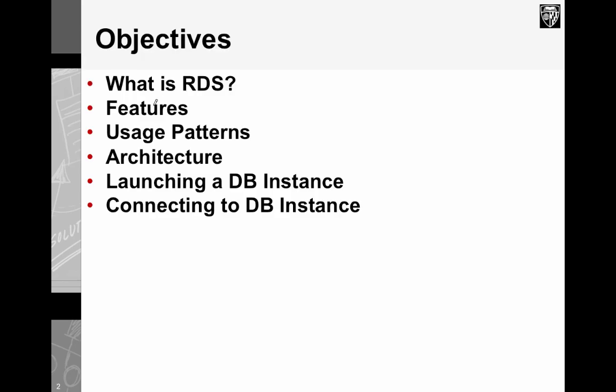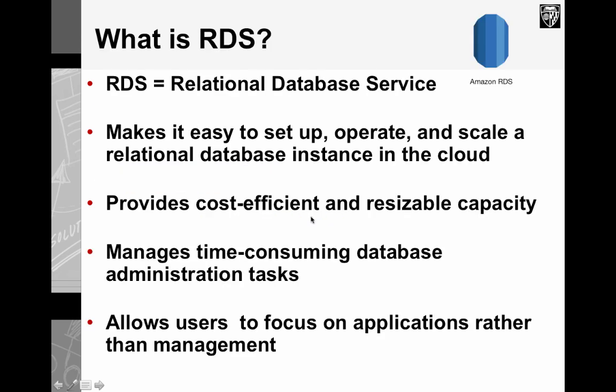So what are the objectives of this section? We'll define what RDS is. We will look at its features. Then we'll look at some of the usage patterns of an RDS. We'll look at the architecture. This is where we're going to be spending most of our time. Then we will see what it takes to launch a database instance. And then we'll see what we need to do to connect to a database instance.